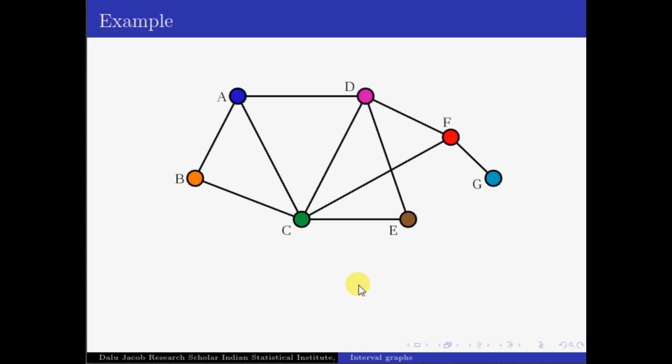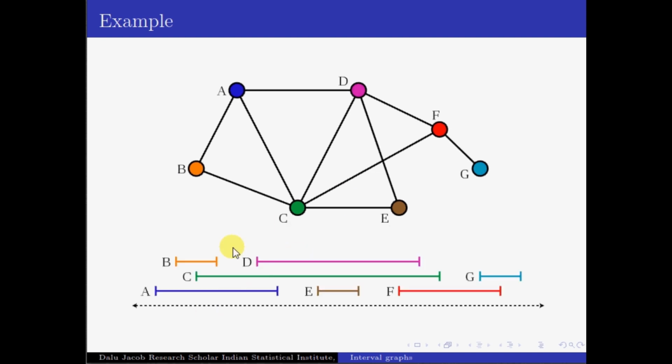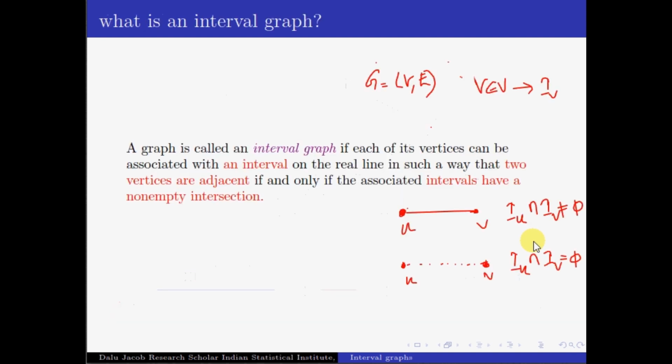So this is a real line over here, and this is an interval representation that I am proposing. What we have to do is verify whether this interval representation is valid or not. By valid I mean that these conditions must hold: whenever there is an edge, the intervals corresponding to those vertices should intersect, and whenever there is no edge, their intervals must be disjoint. This is the condition that we have to verify in this interval representation.